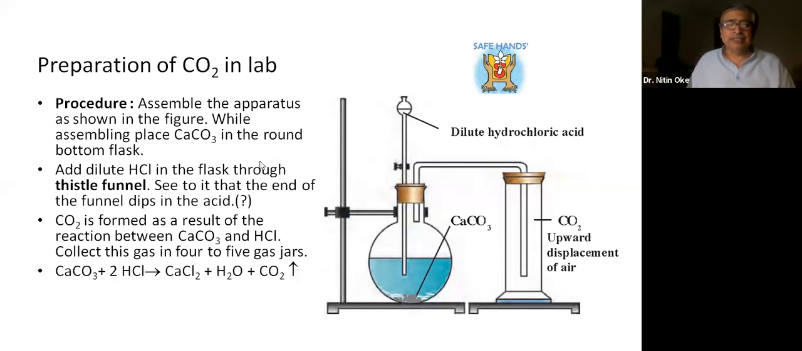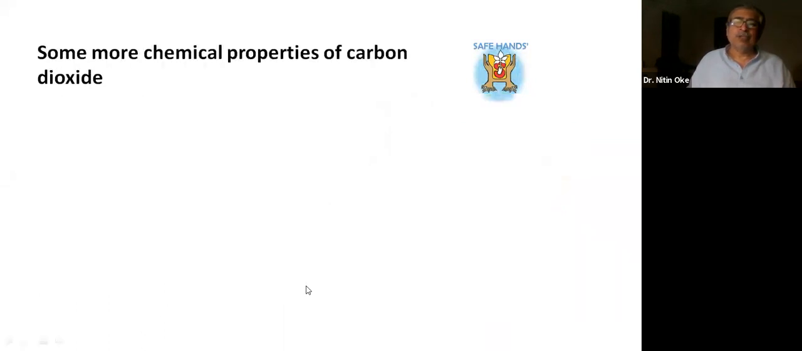The reaction is like this. CaCO3, it's a solid in state. Twice HCl is a liquid. CaCl2 is again solid. H2O is liquid and CO2 is gaseous. Gaseous is indicated by such symbol. So this figure is available in the book along with the experiment.